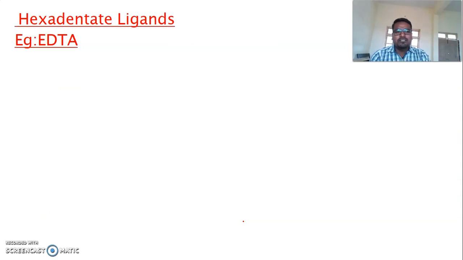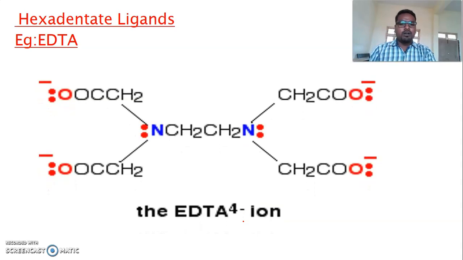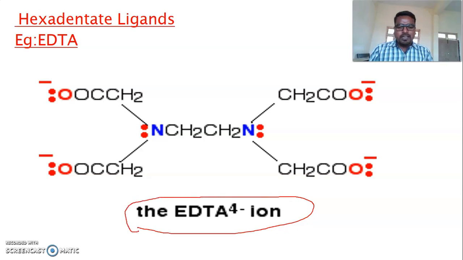Next, hexadentate ligand. A hexadentate ligand means this ligand can donate 6 pairs of electrons, or it forms 6 bonds. The best example is EDTA. I think if you have used this EDTA in titration, in the estimation of zinc, magnesium, hardness, if you have used this sodium EDTA in the laboratory, then this ethylenediaminetetraacetate is the best example for a hexadentate ligand.